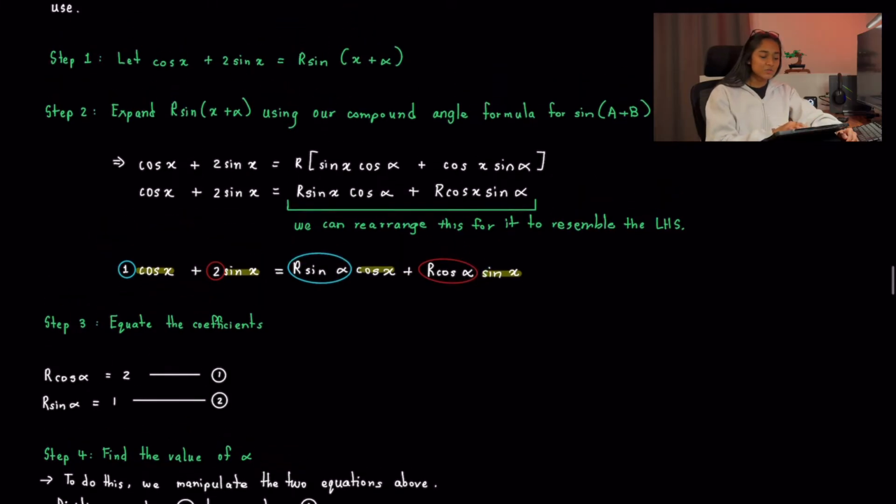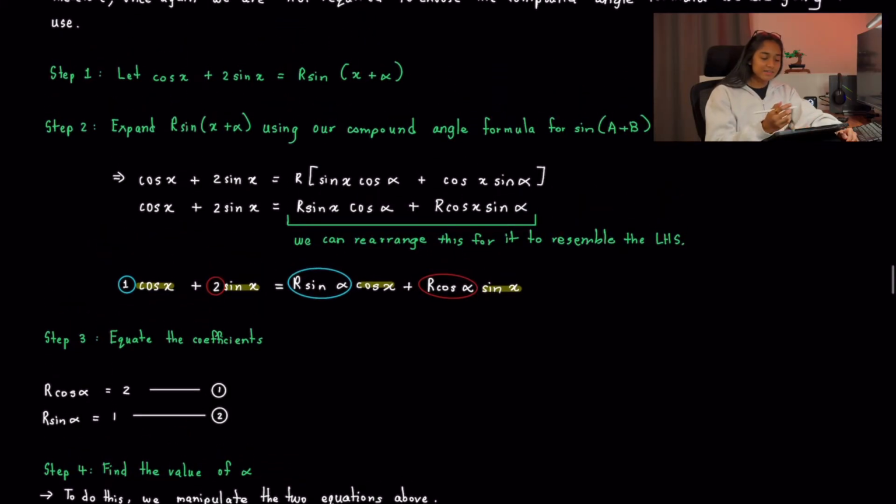Okay? So what I mean by rearranging is noticing that cos x is here, cos x is here, and cos x is here, as well as sine x and sine x. So we're basically putting the cos x on the outside and the sine x on the outside to see that these coefficients can actually be equated. So the coefficient of cos x is 1 here, and on the right-hand side it is r sine alpha. Therefore, we can say that r sine alpha is equal to 1.